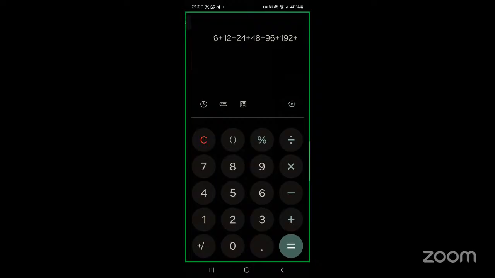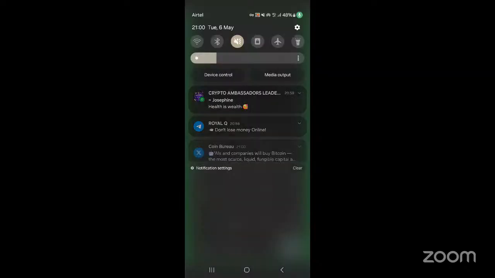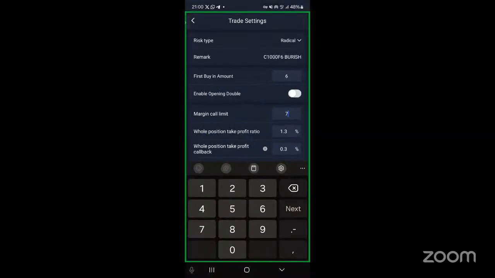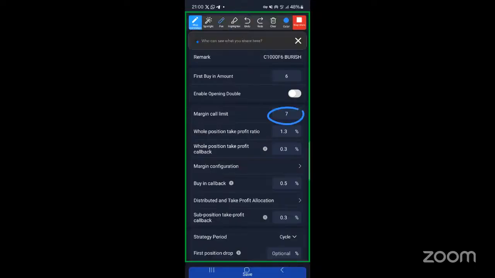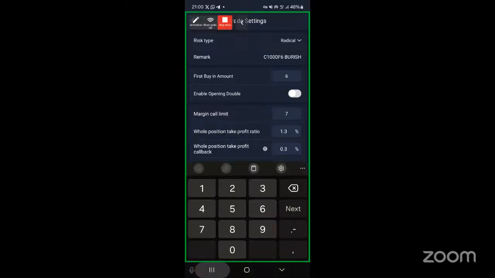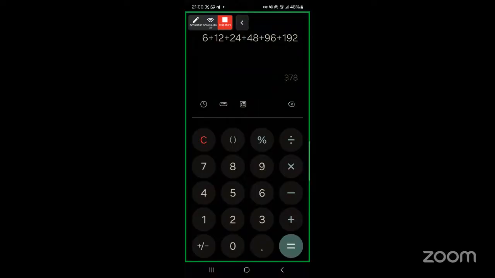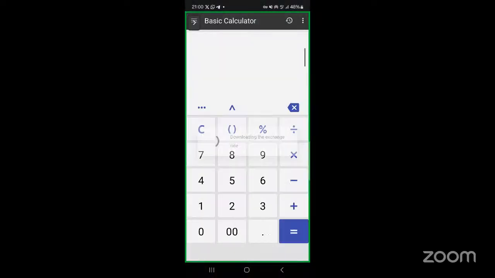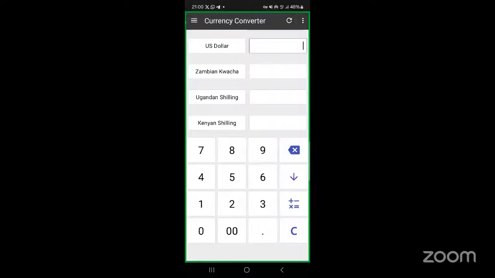Who is getting what I'm trying to do? Well, I'm trying to determine how many margin calls, so that you give the robot how many more times it should buy. We want to know how many other positions the robot will have to buy within our $1,000. That is what I'm trying to do.